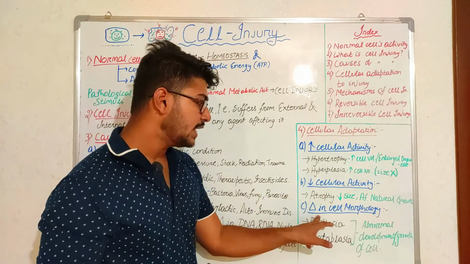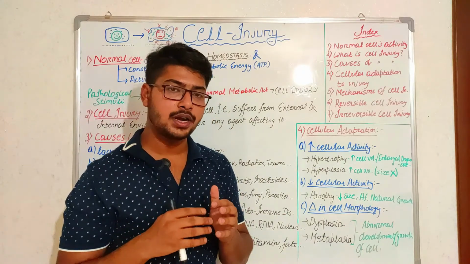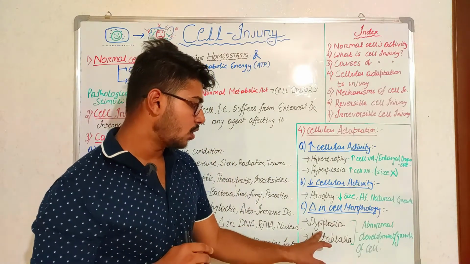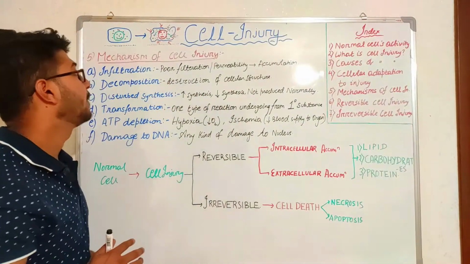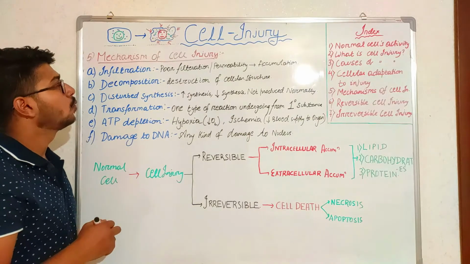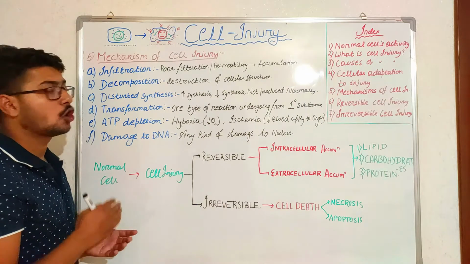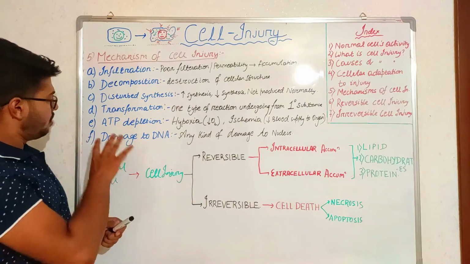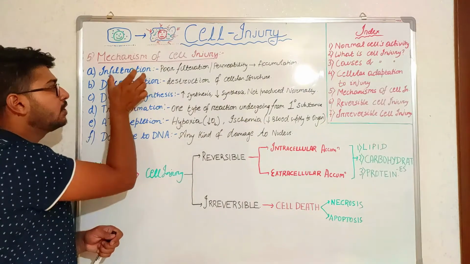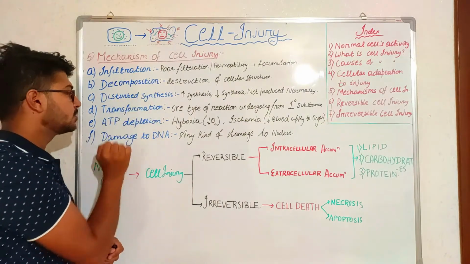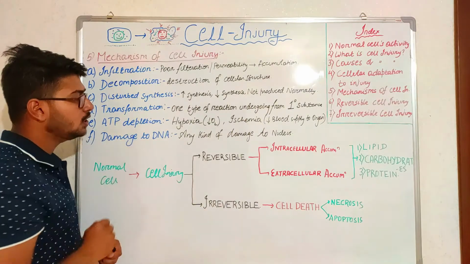Then comes the change in cell morphology. If there is a certain kind of change or abnormal development in the cell morphology, it is called dysplasia or metaplasia. So next comes the mechanism of cell injury. It means the mechanisms through which the cell gets injured, lesioned or destroyed. There are 6 mechanisms under which the cell gets injured: infiltration, decomposition, disturbed synthesis, transformation, ATP depletion, and damage to the DNA.